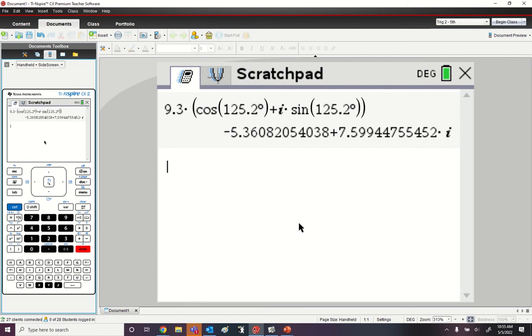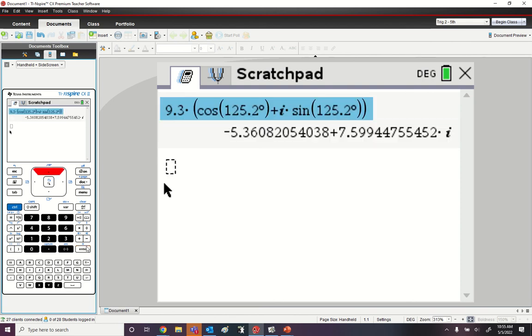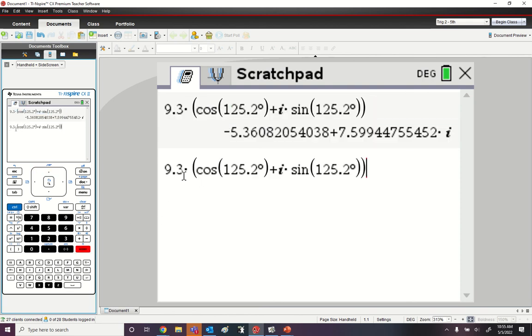So this answer is going to be negative 5.36. Wait, oh, I'm sorry. I just entered the first one. I still have to enter the second one. I'm like, wait a minute, where did I mess up? Okay, so this is my first one. Now it's going to be times the 2.7 CIS. There it is.